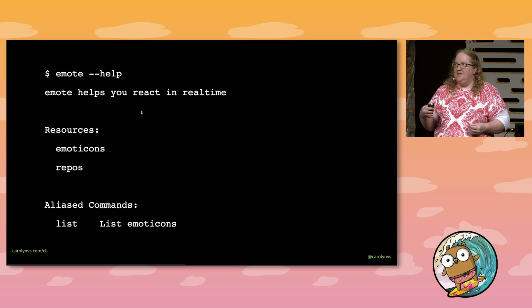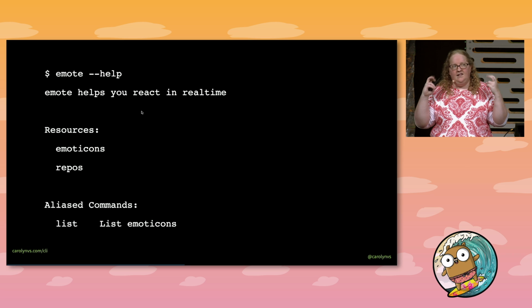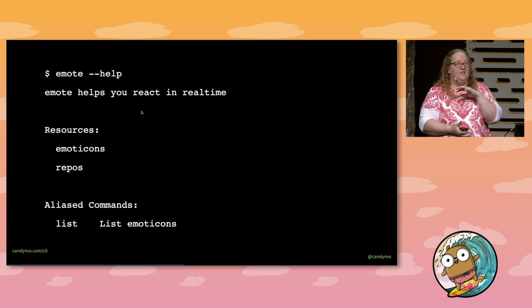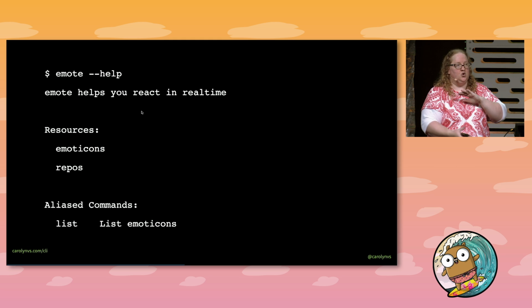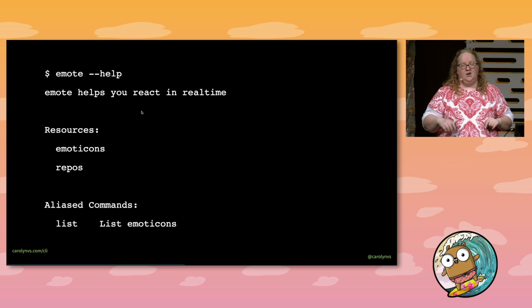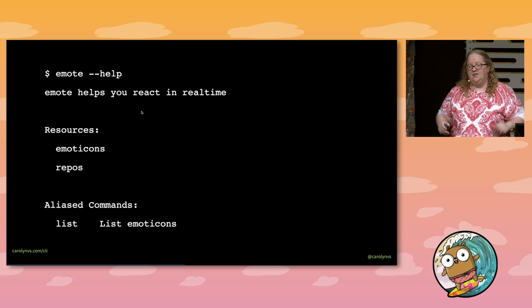So for emote here, what I could do is, because I introduced kind of a unique thing that most CLI tools don't support, a concept of aliases, I've customized my help text and added in the concept of a grouping where I can say, here are my resources, as in here are things you can work with, emoticons and repos, and then here are alias commands, here's the shortcuts, here's the things you can do really fast once you're like a super ninja with emote.